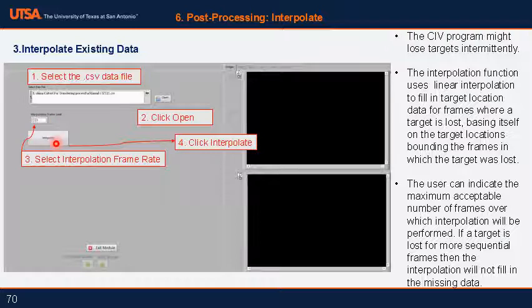What it'll do is create a second file named xyz1 interpolate. So it'll take that file and fill in the blanks where those targets have been lost by interpolation.